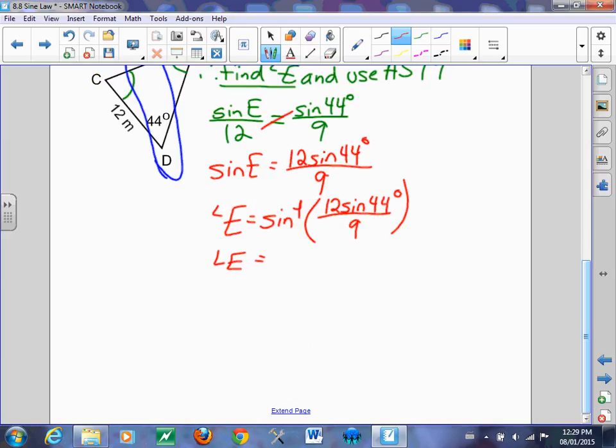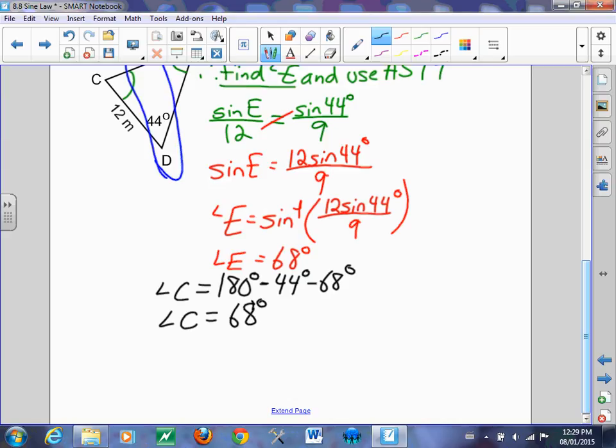Angle E equals 68 degrees. Now, please, ladies and gentlemen, so many people will do that and say, aha, I'm done. But the problem is you now have to, don't forget your question asked for angle C. So angle C equals 180 degrees, subtract 44, which is given, subtract 68, which we just found. So angle C equals 68 degrees.